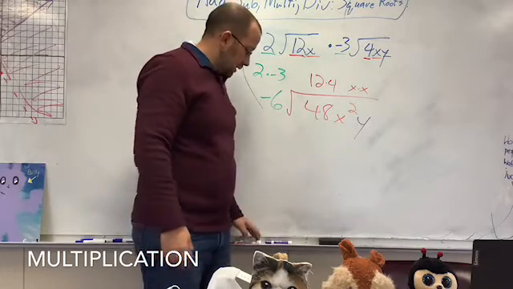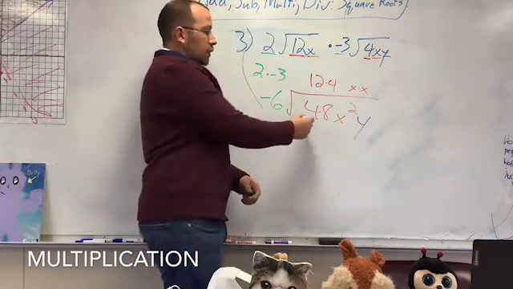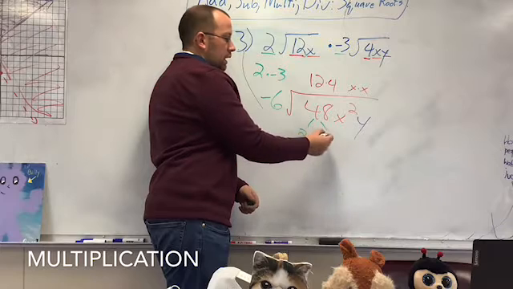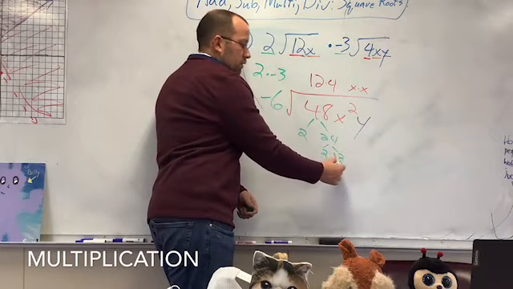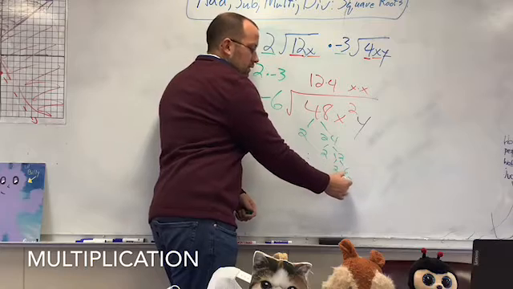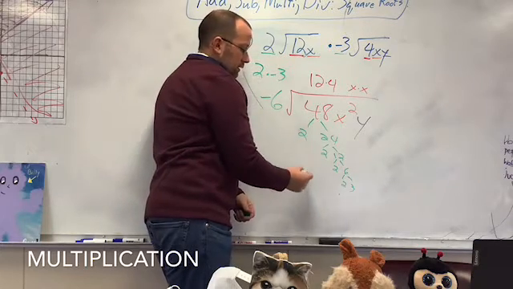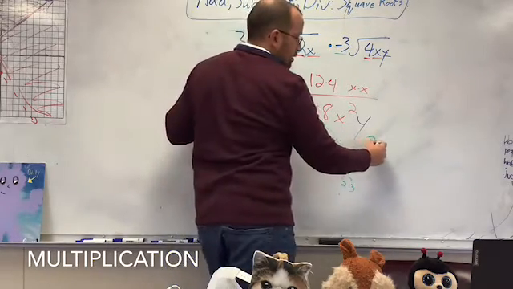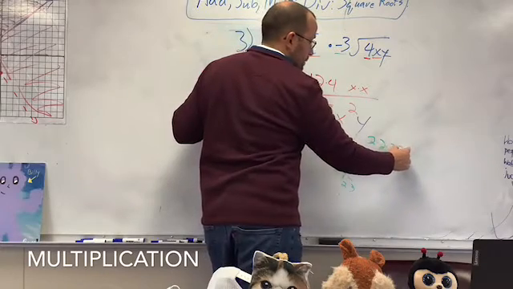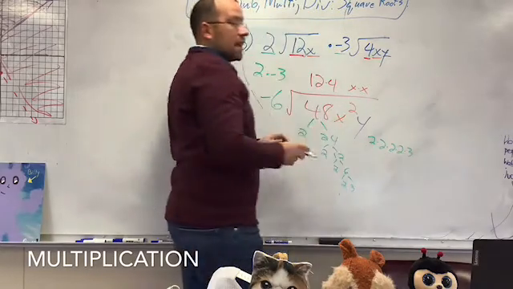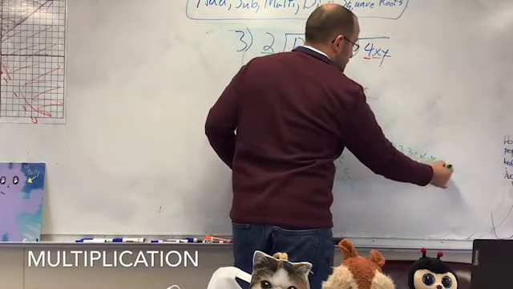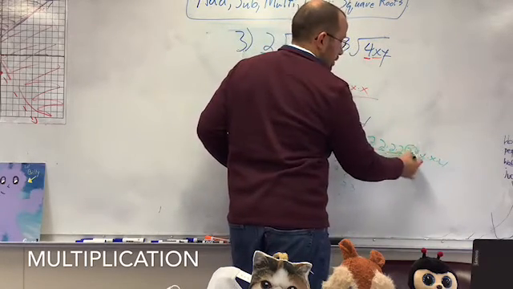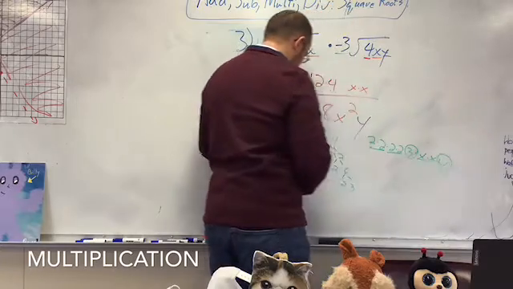Now I break it down. So 48 can be 2 and 24, 2 and 12, 2 and 6, 2 and 3. So when I write that out, I get 2 times 2 times 2 times 2 times 3, but then I can't forget my variables. Times x times y, pair, circle, pair, circle.